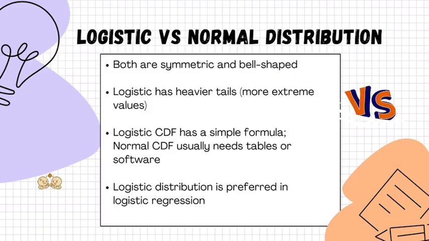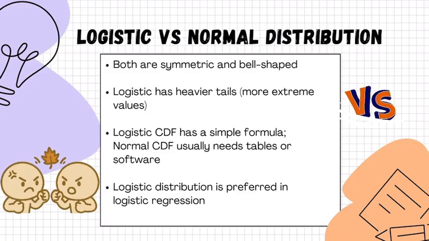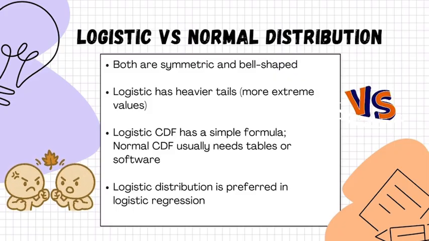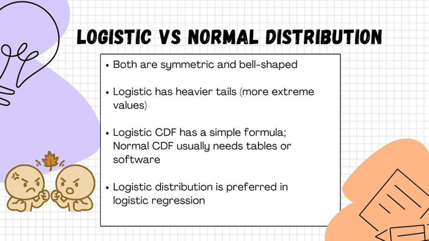Now let's compare the logistic distribution and the normal distribution. They look very similar at first, but there are some important differences. First, both are symmetric and bell-shaped. This means the left side and the right side are mirror images. Most values are near the center, fewer values are at the extremes. So visually, both curves look like a hill or a bell.